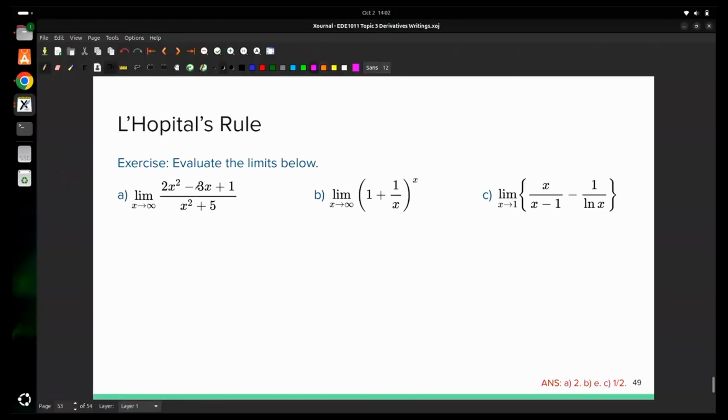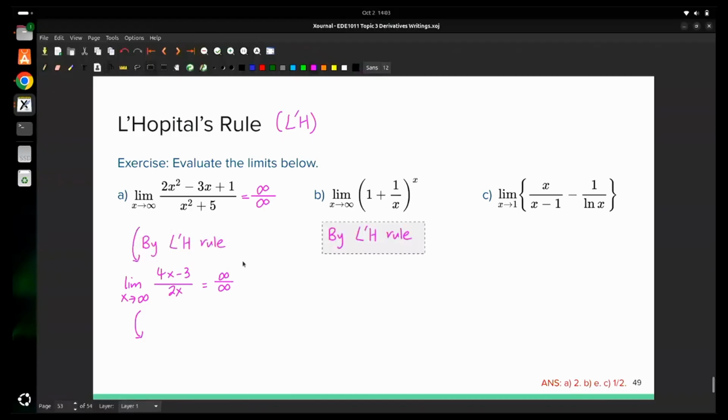So first of all, you always check whether you get the condition for L'Hopital's rule. Clearly you are going to get infinity over infinity, because 2x squared, when you substitute infinity, gives you infinity. The same thing for the x squared term here. So you just use L'Hopital's rule. By L'Hopital's rule, you differentiate the numerator and denominator, so you get 4x minus 3 divided by 2x. Agree? But substituting still gives you infinity over infinity, so you repeat L'Hopital's rule again.